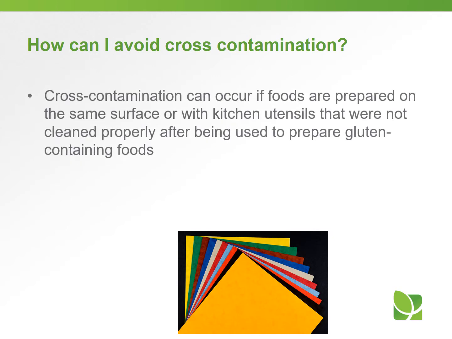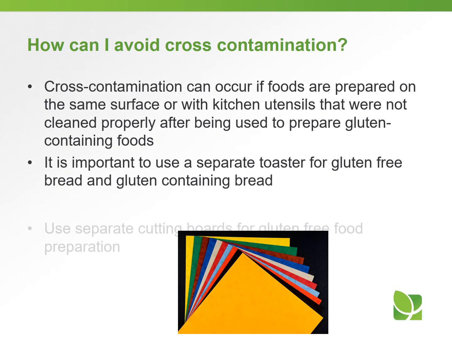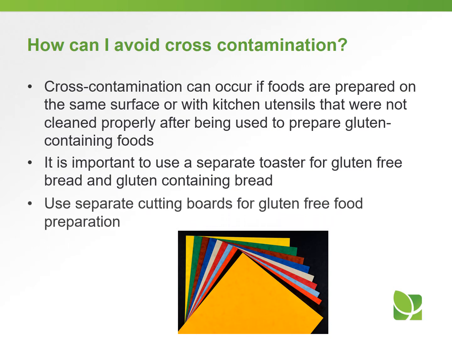How can you avoid cross-contamination? Cross-contamination can occur if foods are prepared on the same surface or with maybe the same kitchen utensils that were not properly cleaned after being used to prepare gluten-containing foods. So you'll spread the gluten on some other product, and that's where the problem can be.